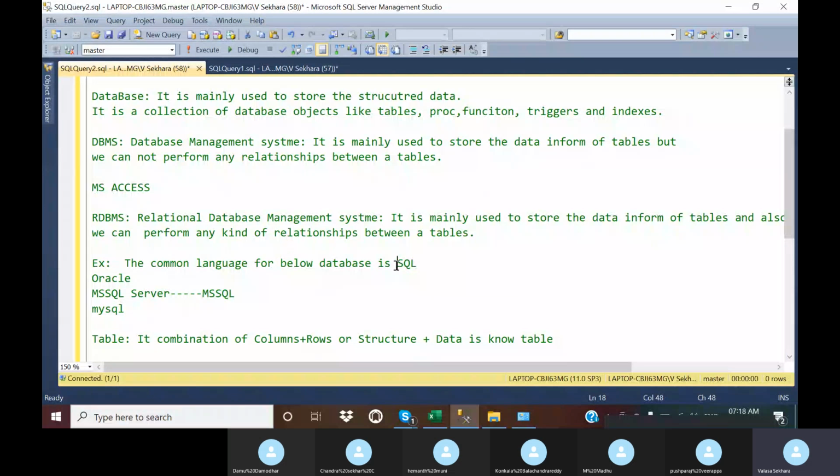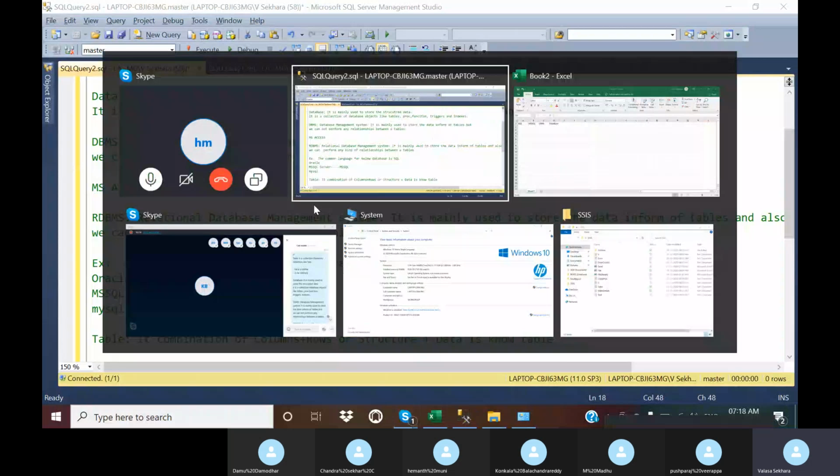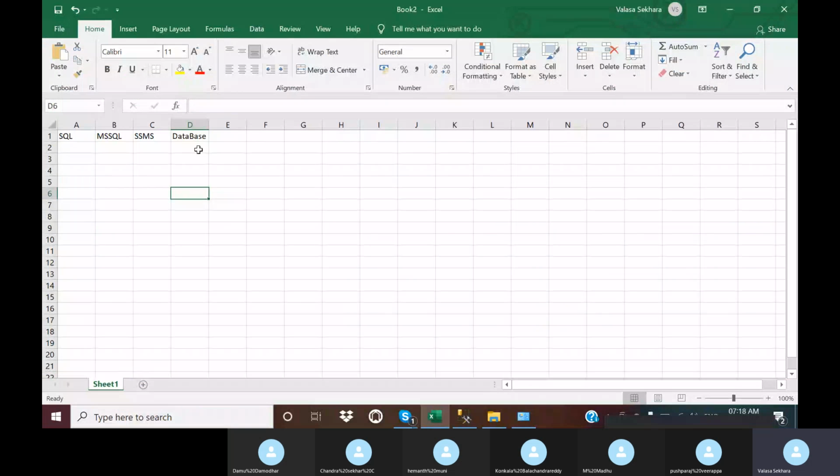Now coming to databases. This database is classified into DBMS and RDBMS. I will show you that. Now coming to the BI.